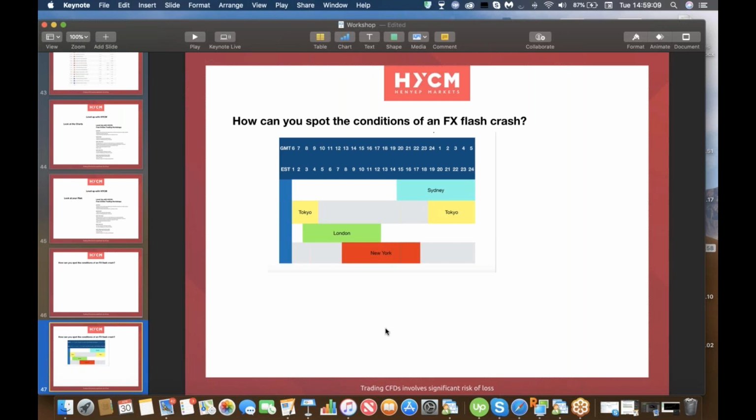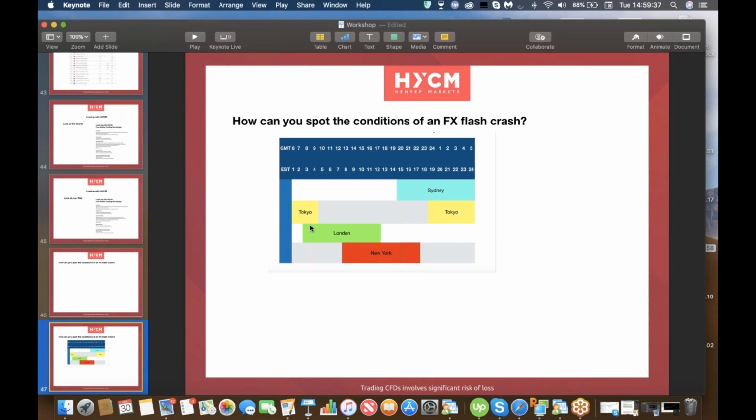That's an illiquid market, and an FX flash crash, if it's going to happen, it will happen during those illiquid markets. Because if you get a large order that enters or a sudden order that enters in an illiquid market, you can have very large moves. And that is the condition for an FX flash crash. It's when you don't have many people in the market.